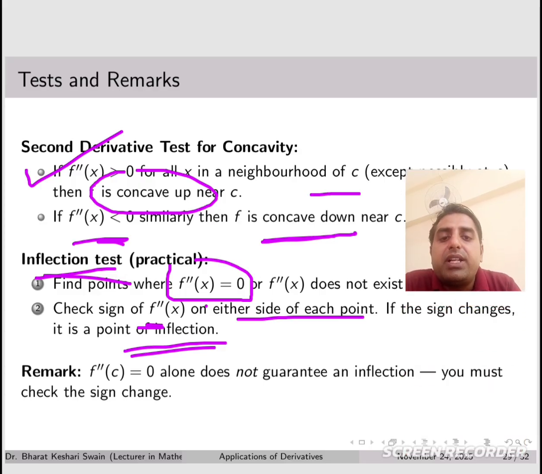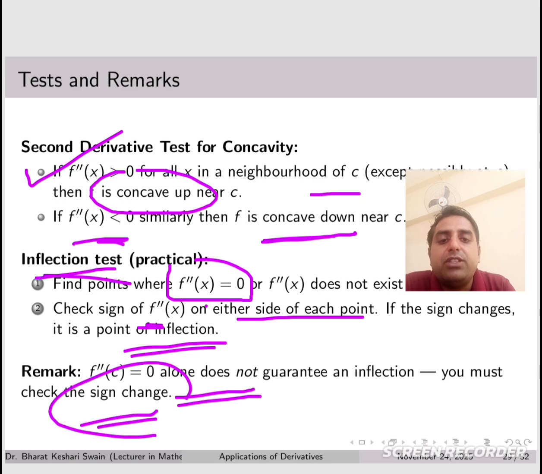So f''(c) equal to 0 alone does not guarantee an inflection. You must check the sign change. If the sign changes, then a point of inflection exists.